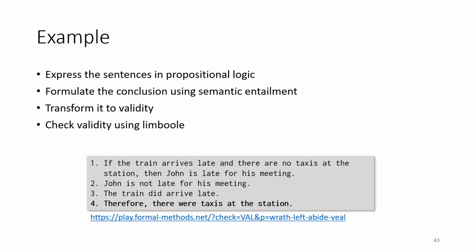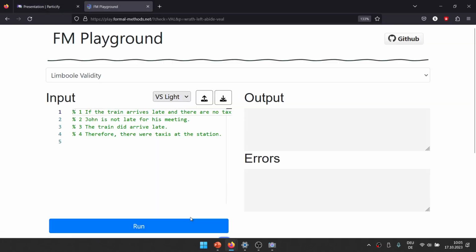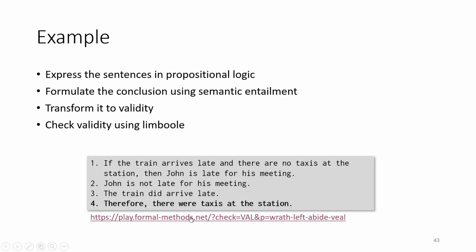Okay, now we have an example that we can solve with Limboole. If you want, you can try it directly from the permalink here. The nice thing about these permalinks is we will use them sometimes on the slides, because then we can already put some of the tasks in here, and you can fill them out directly and try to run them. The task here would be: express the sentences in propositional logic, formulate the conclusion using semantic entailment, transform it to a validity check, and simply check validity using Limboole.